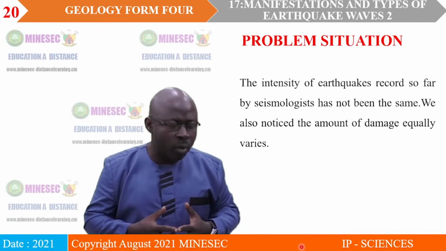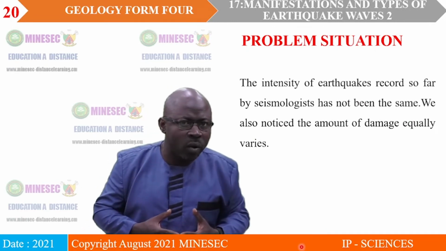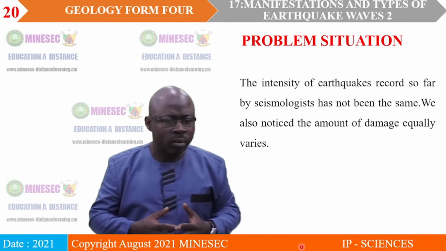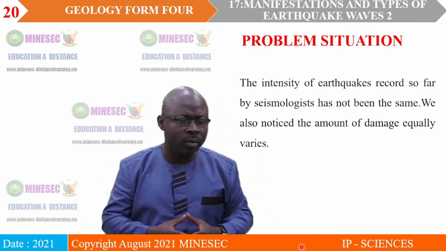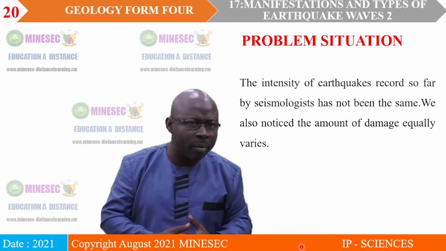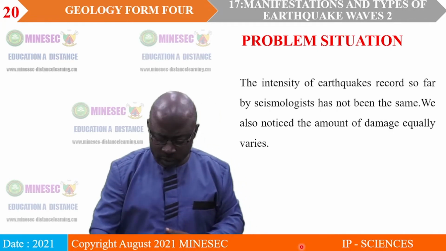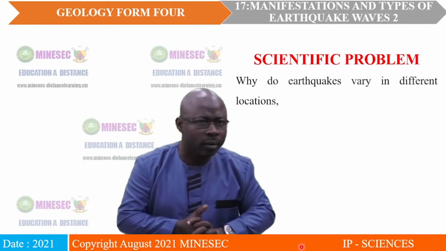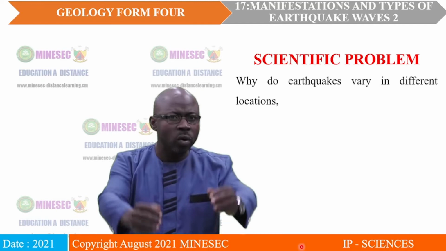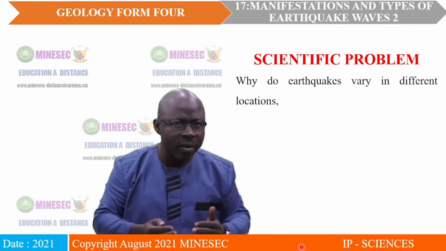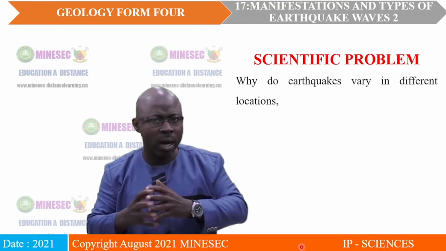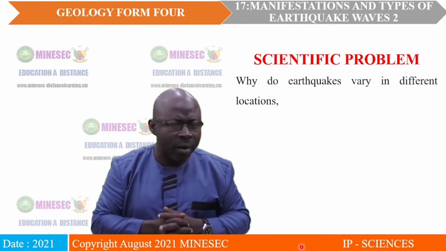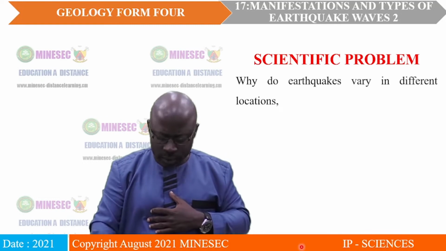So we look at a problem situation. The intensity of earthquakes recorded so far by seismologists has not been the same. We also notice that the amount of damage equally varies. What is the scientific problem here? Why do earthquakes vary in different localities?